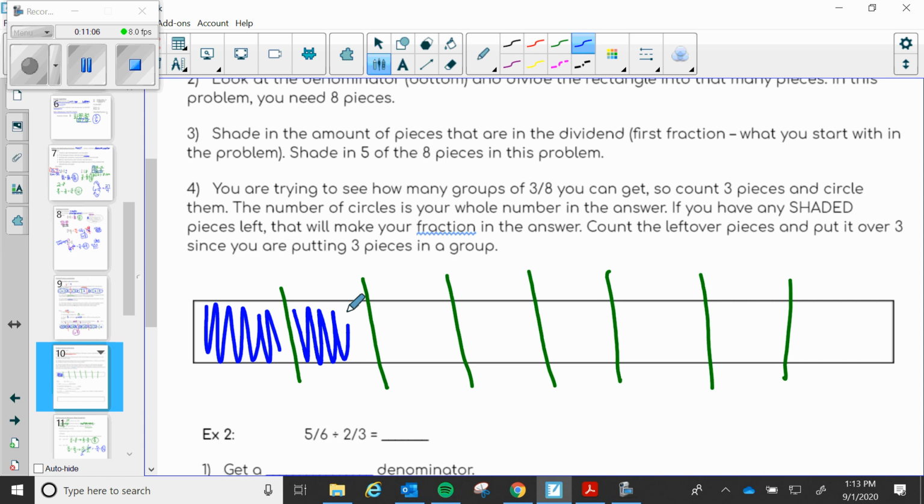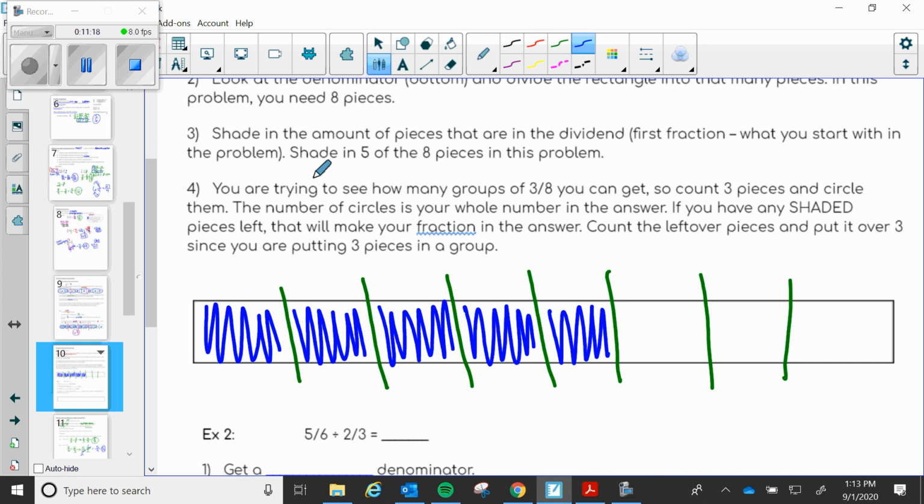1, 2, 3, 4, and 5. Perfect. And then our final step, we are trying to see how many groups of 3/8 we can get. So now we're going to count 3 pieces and circle them. So just like we were doing before, you're going to count 3 pieces and circle them. The number of circles becomes our whole number, and if I have any shaded pieces left, that will make your fraction.